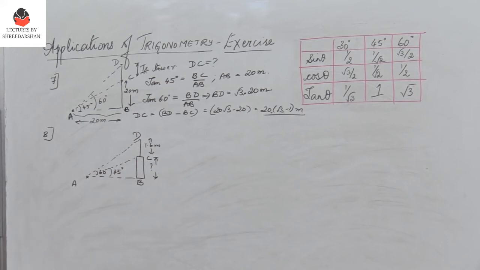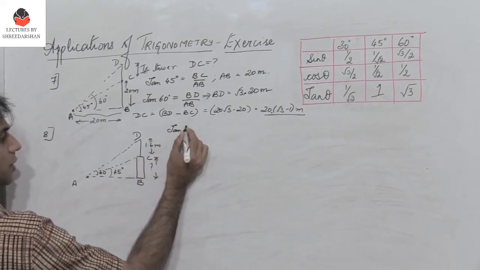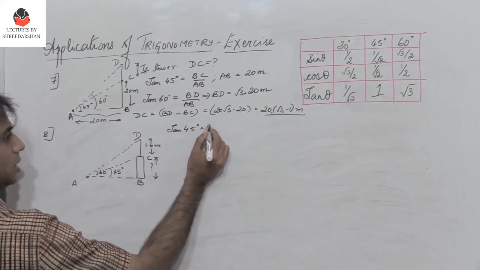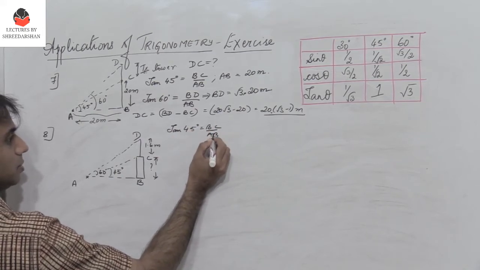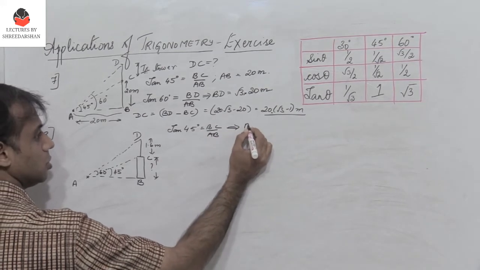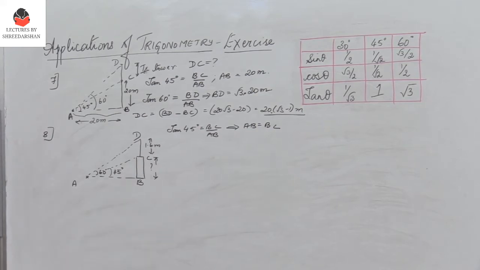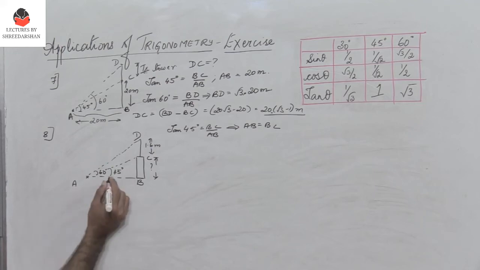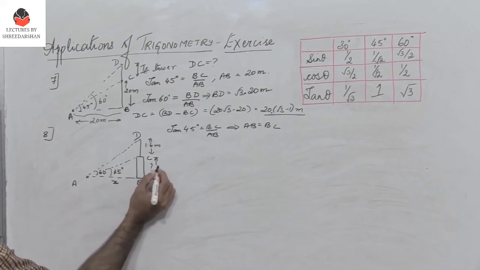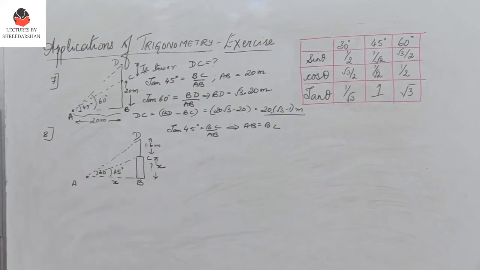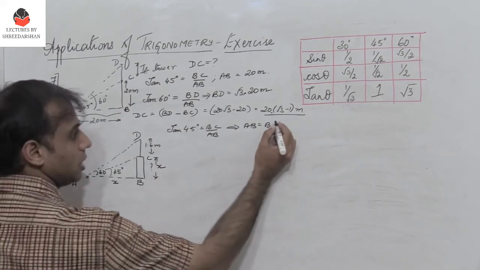You observe that these two problems are almost the same, isn't it? Alright, so now let's find tan 45. What is tan 45? It is BC divided by AB, or we come to the conclusion that AB equals BC. So the height of the pedestal and the distance AB are the same. If this is x, this also is x.